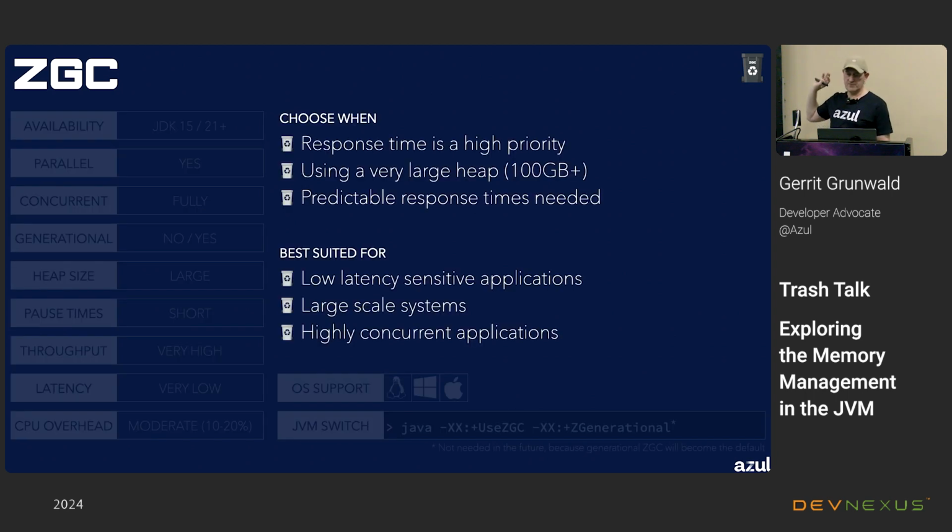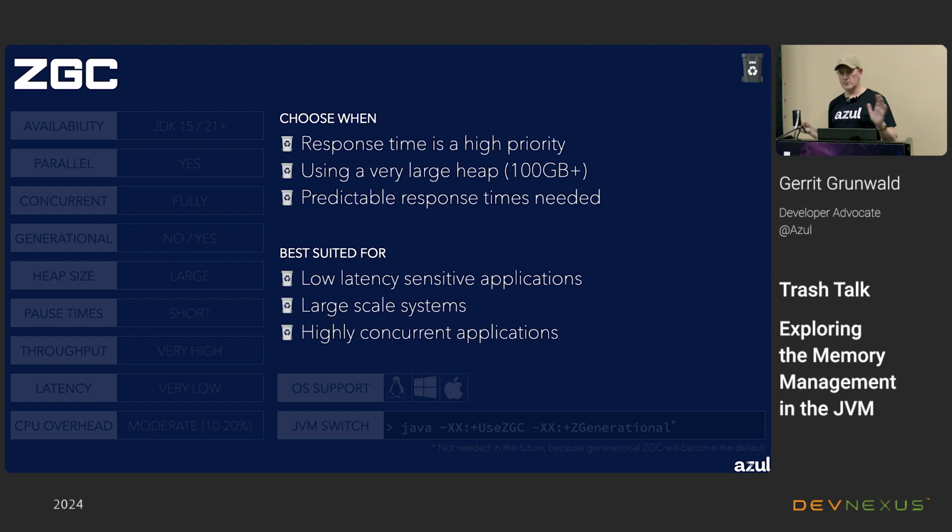If you need very short response times, and this is your high priority, this is a good collector. If you use very large heaps, you see 100 gigabytes plus, right? And we talk about terabytes here, it's possible. Predictable response times needed, very good collector for that. And it is already part of OpenJDK. Low latency sensitive applications, large scale systems, highly concurrent applications, this is your collector.